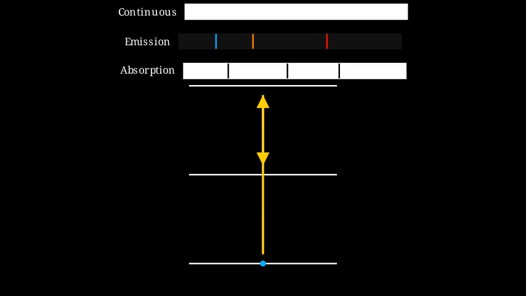Each element has unique energy levels. When electrons jump down, they emit photons. When electrons jump up, they absorb photons. These lines form a spectral fingerprint that tells us the composition of stars.